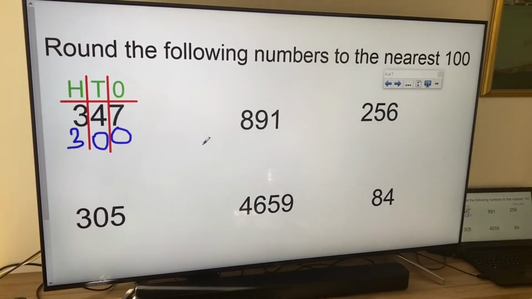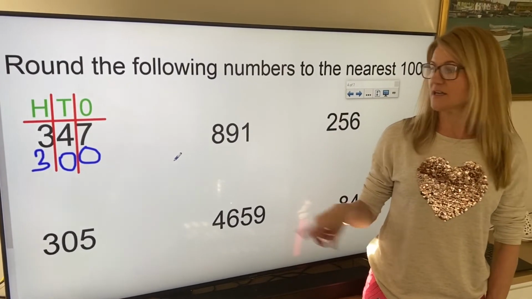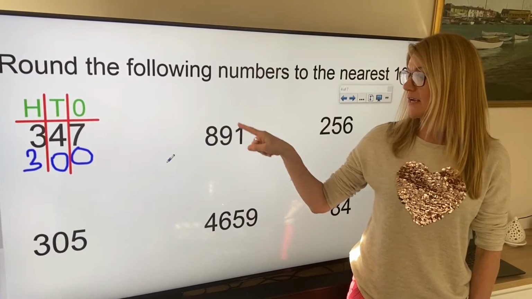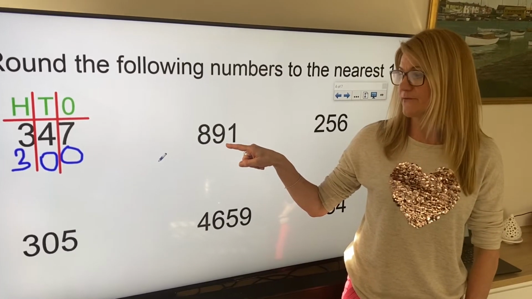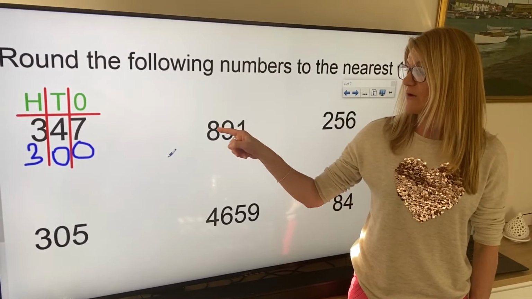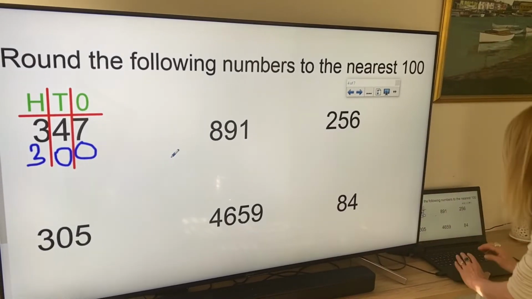Let's do the next one. 891, rounding to the nearest 100. We have an 8 in the hundreds column. We look next door. Is it more or less than 4? It's a 9. It's therefore more than 4. So we are going to round our 8 up to 9 and make it 900.